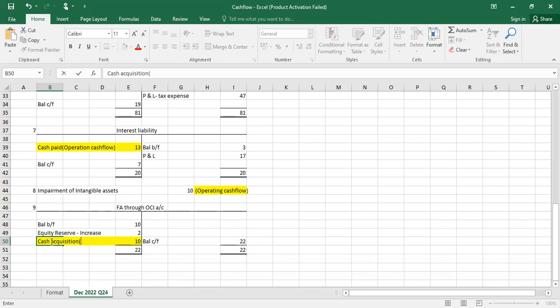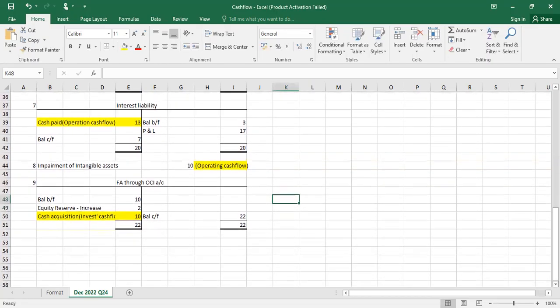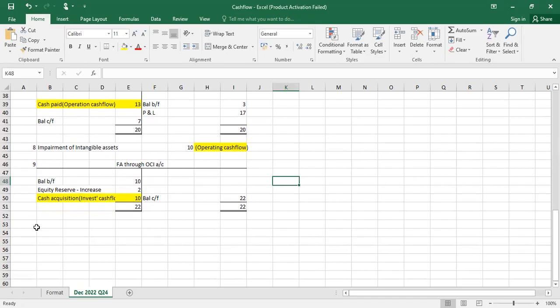Now, what is most important is later on for the statement of cash flow, this will be an investing cash flow. All cash acquisition of assets and cash disposals fall under what we call the investing cash flows. So whenever you have acquired any asset in cash or disposed of any asset in cash, such cash we classify under the investing cash flows.